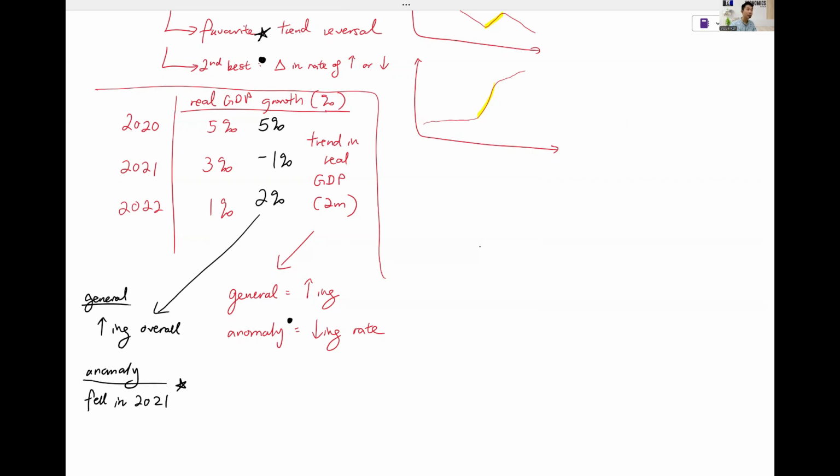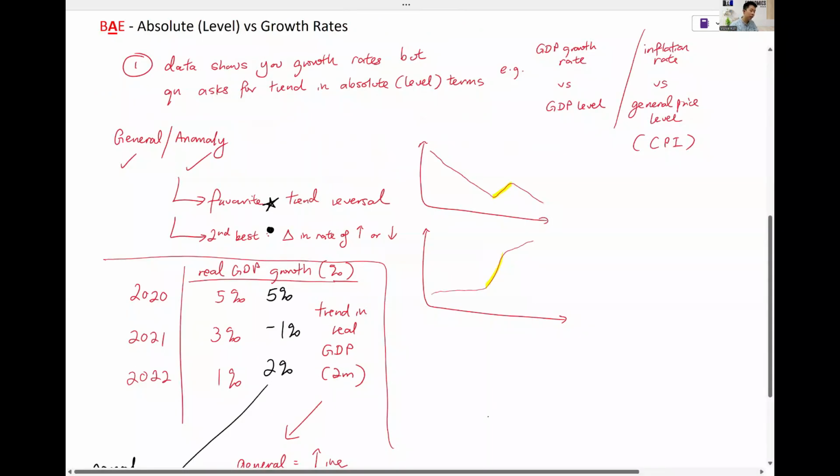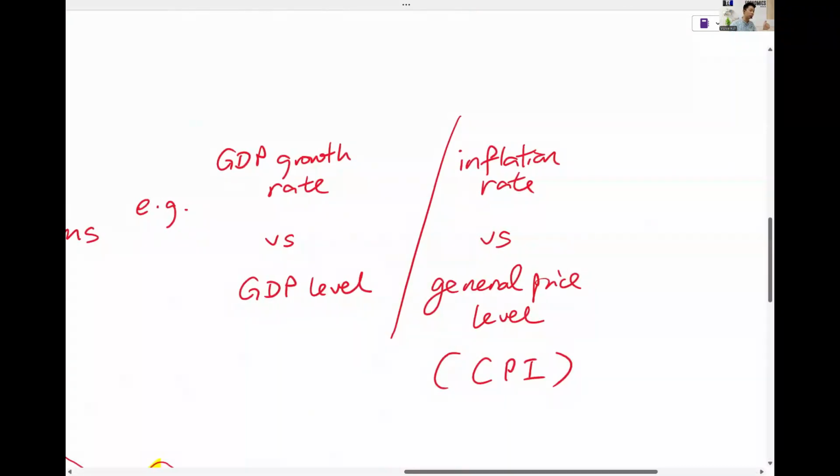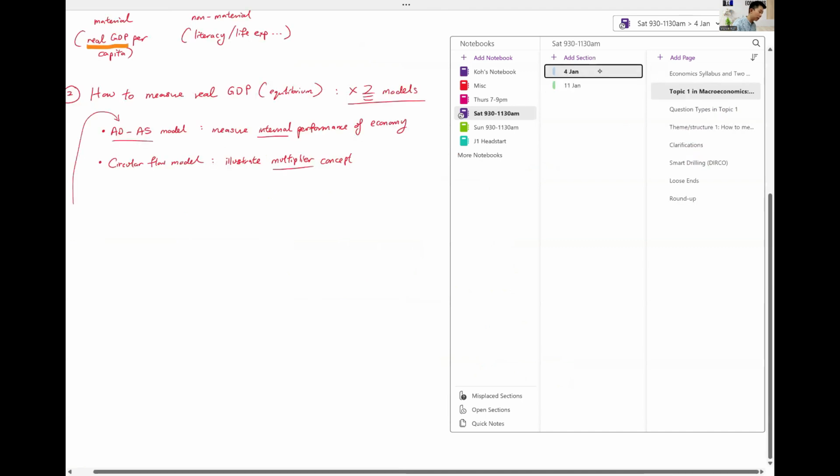I said they could do this for GDP growth rate versus GDP level. They could do this for inflation rate versus general price level. Do you remember another performance indicator with the word rate in there? I talk about inflation rate, GDP growth rate. What else helps you measure the performance of an economy? What rate? Unemployment rate. You all remember? Unemployment rate. See, I showed you this last week, right?